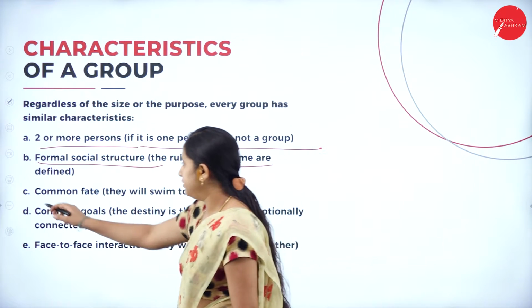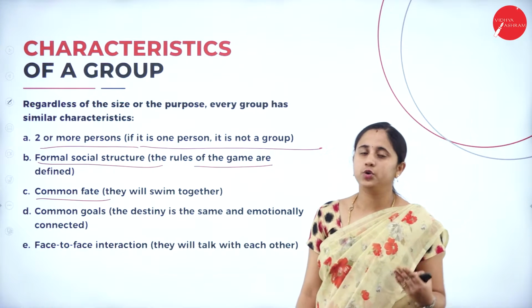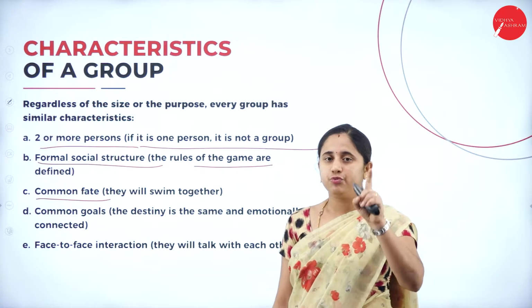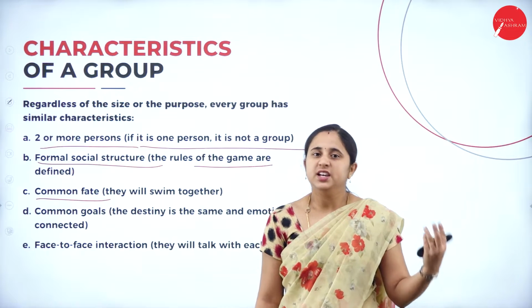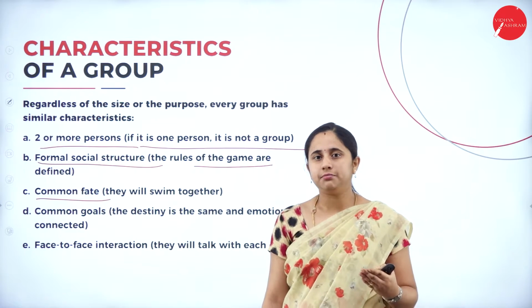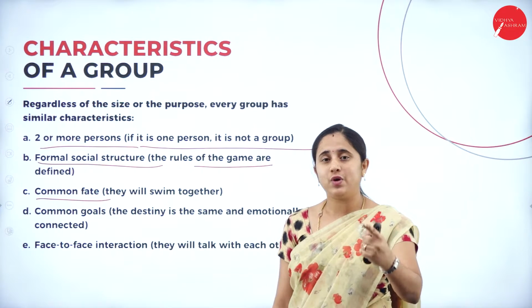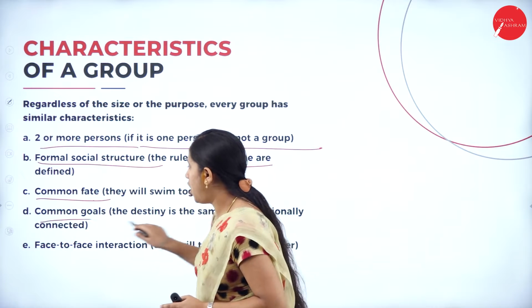So next one, common fate. All the group members work together, all the group members perform their activity in order to achieve one objective. For example, if it's 10 members, all the 10 members work effectively, they perform their duty to achieve one objective. So common fate.